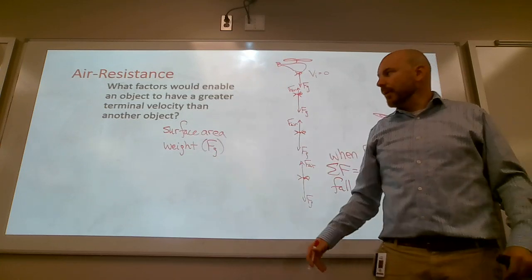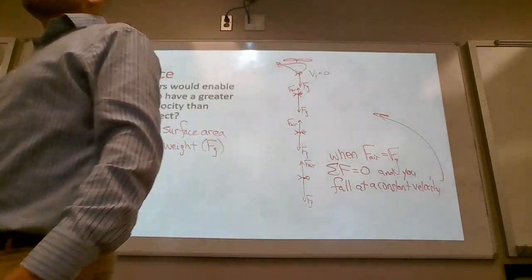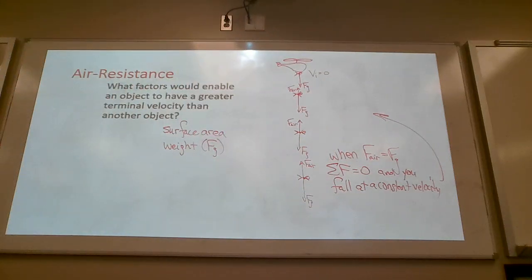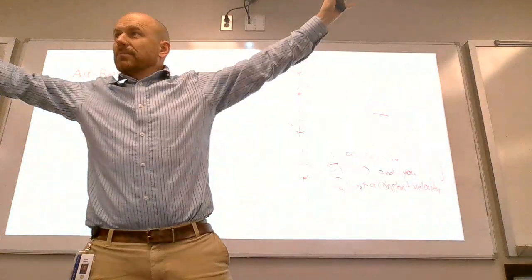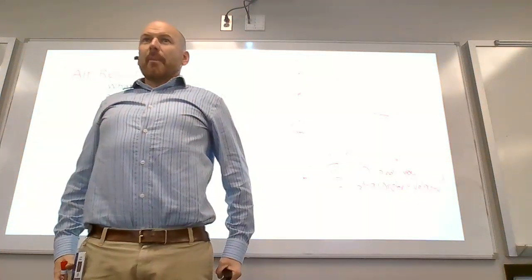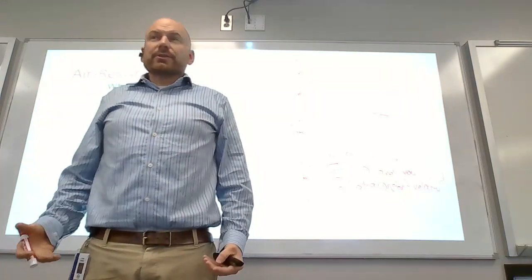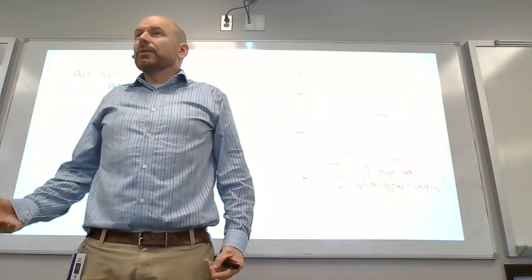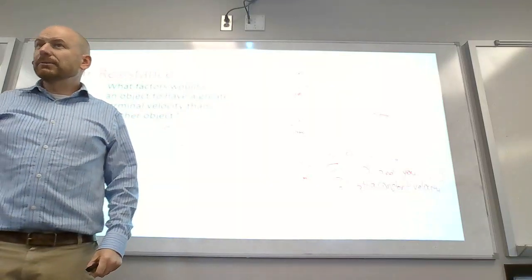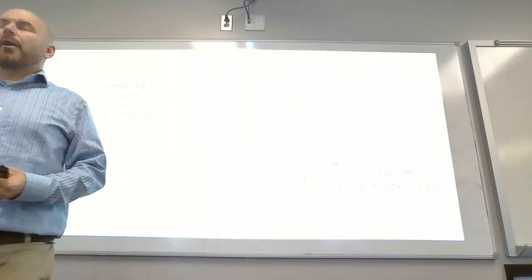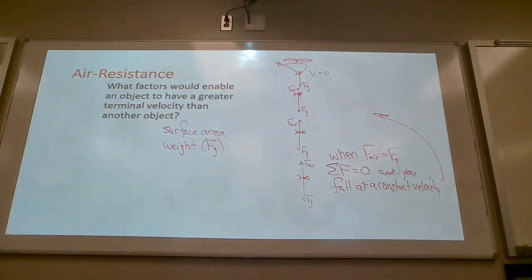You're slowing down. When you're skydiving, you can also change your terminal velocity by changing the orientation of your body. If you do a spread X, you maximize your surface area. But if you do a pencil, you still weigh the same, but you've increased your terminal velocity because you've decreased your surface area. That makes sense? And then weight. A basketball and a bowling ball are going to have different terminal velocities.